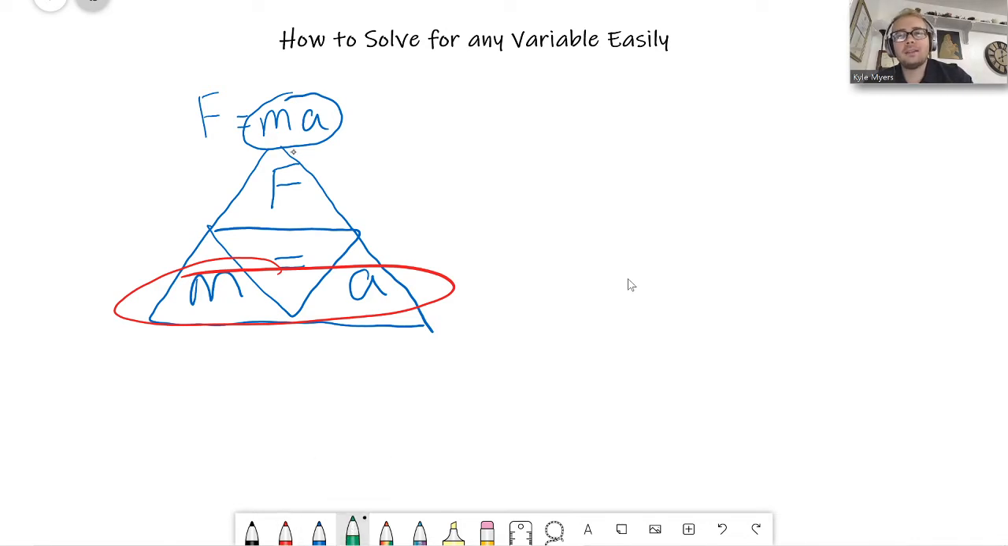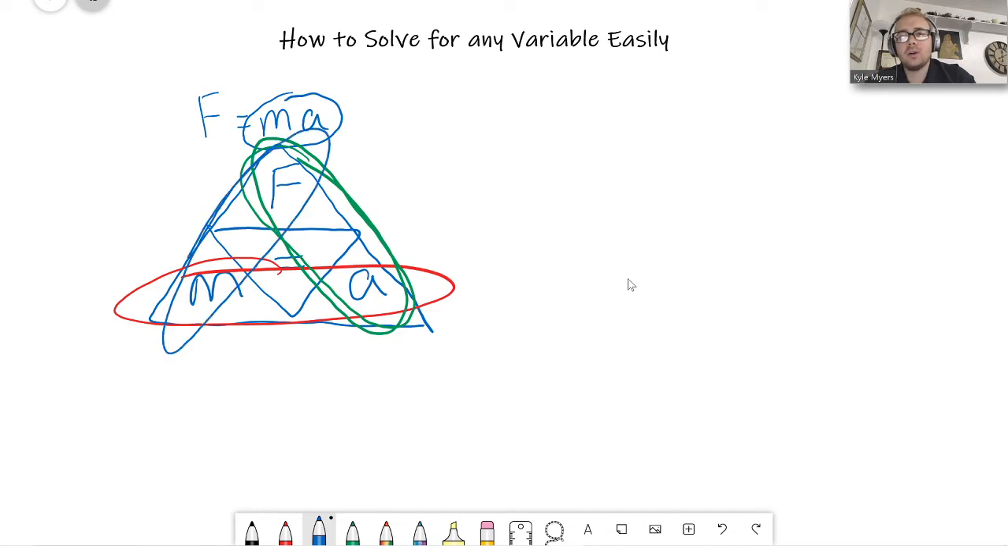If I want mass, it's force divided by acceleration. And if I want acceleration, it's force over mass. See how that works? Let's try another one. What if it was dividing?